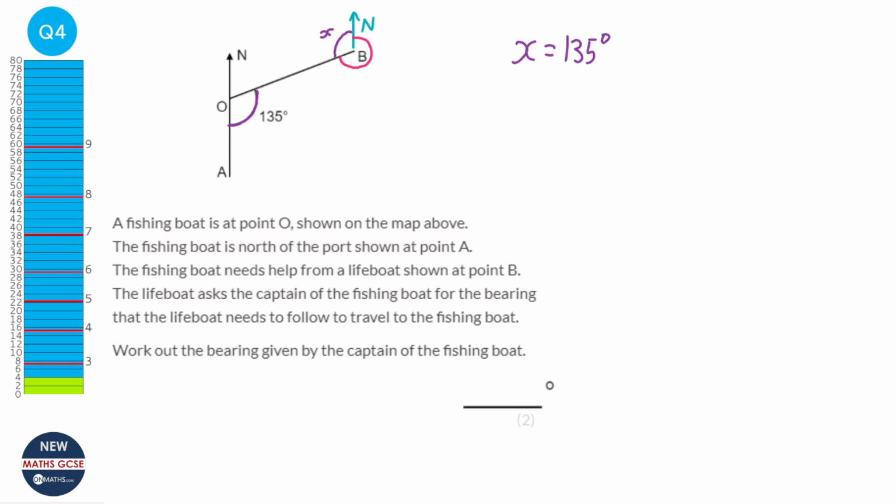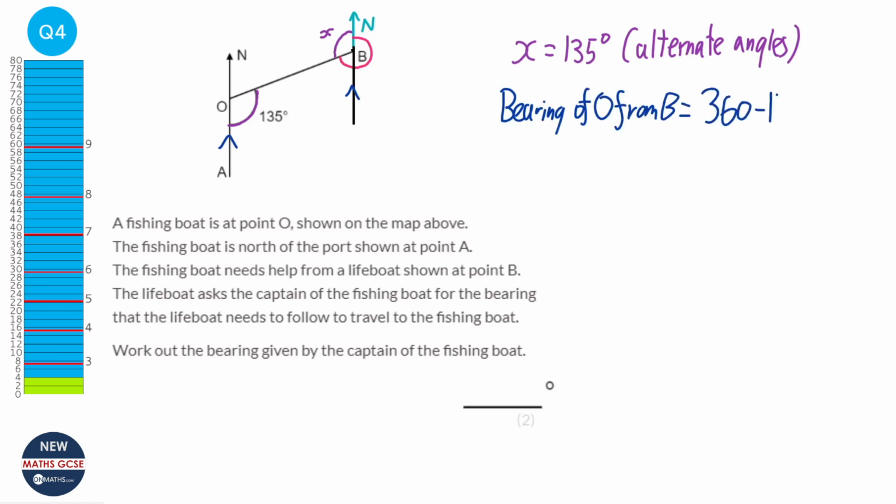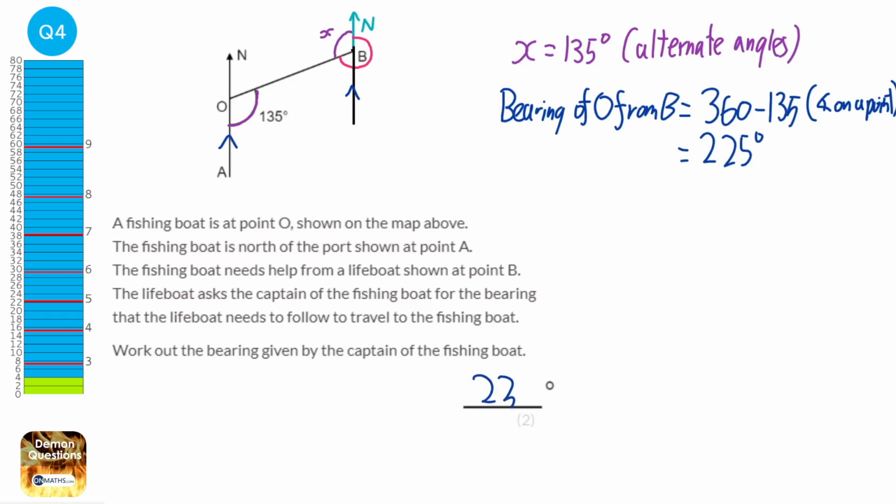And the reason for that is we've basically got, and I'm just going to draw or extend the north line down, because we've basically got a set of parallel lines here, and we have a set of z angles, which we know is alternate angles. So the reason for that is it's alternate angles. And always show the reasons to the examiner. Okay, and so to find out what the bearing of O from B is, it's just going to be 360 take away 135, and the reason for that is angles on a point. We've run out of space. Okay, so we're going to do 360 take away 135, which is 225, and so our answer is 225.